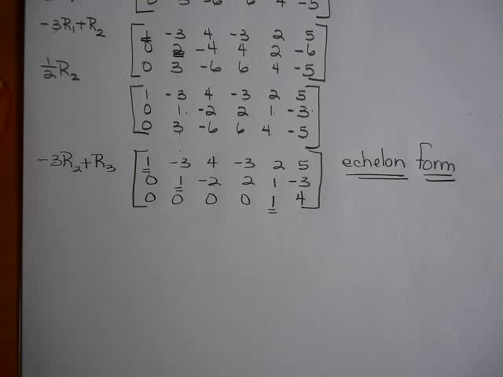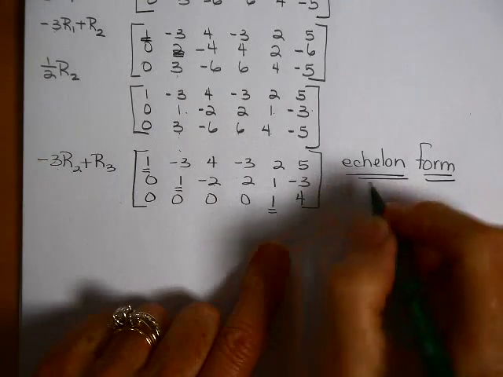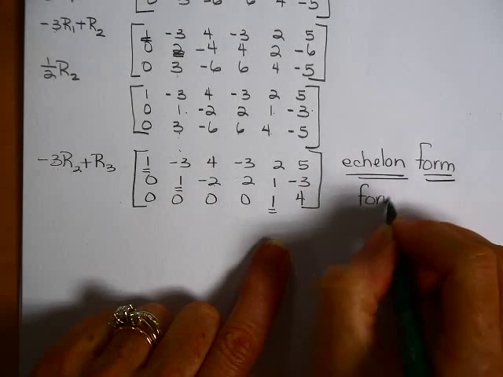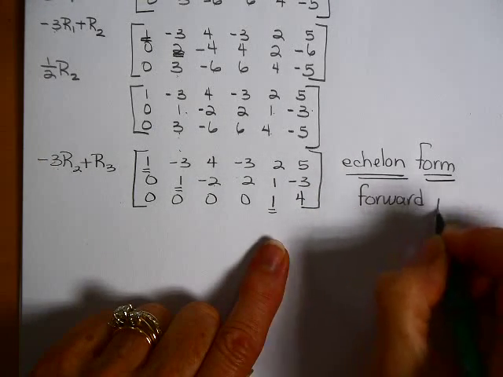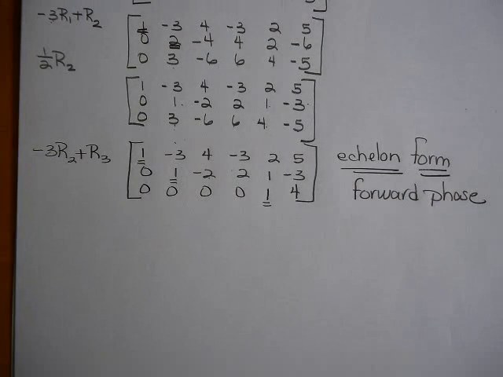Now what I have to do is get zeros above those. This is the forward phase of this. I reduced it to echelon form. This is called the forward phase of the process, because I got an echelon form. Now I'm going to put it in reduced echelon form.